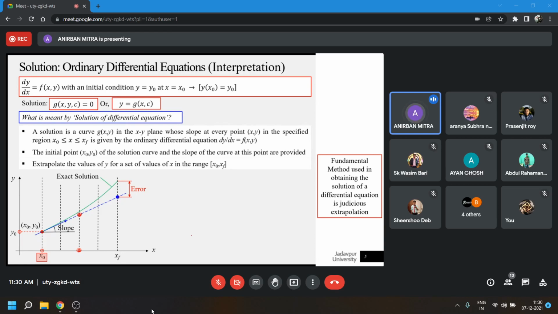This is basically the Euler method. What we have highlighted here in this graph is the essence of the Euler method. We'll discuss the Euler method in detail in just a little bit later.